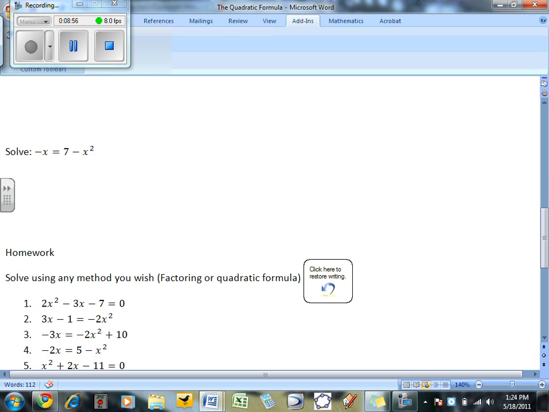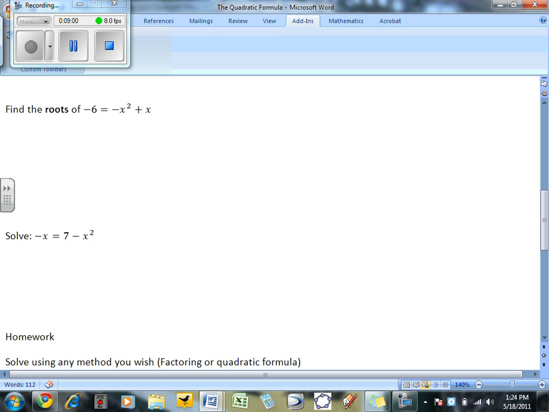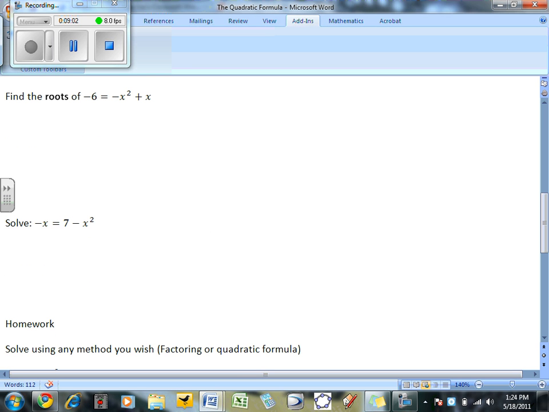One more problem. Oh, by the way, two more problems. Okay, two more problems. They say find the roots of negative 6 equals negative x squared plus x. The roots means find where y equals 0. Roots, actually, when you get up to more graphing, roots means where the graph crosses the x-axis. All right, so we want to figure out when y equals 0. That's what they're asking.